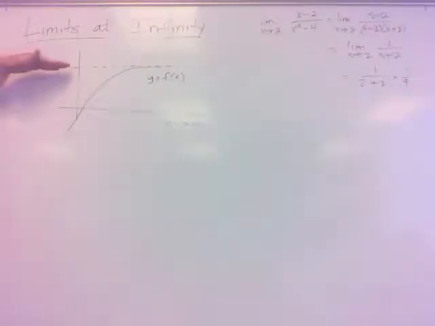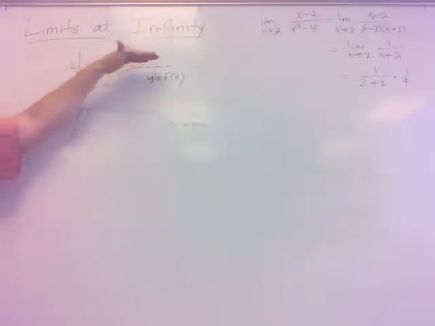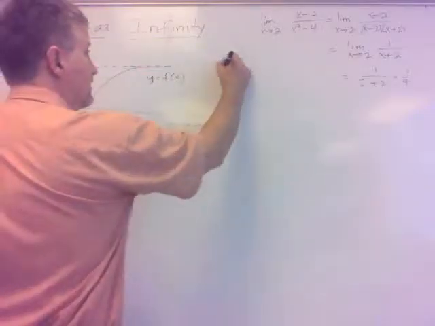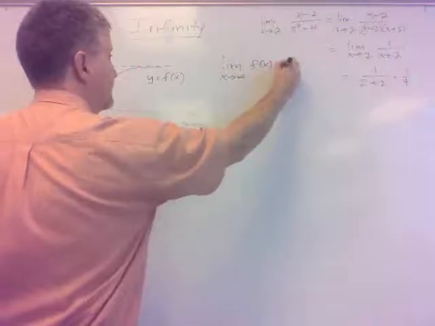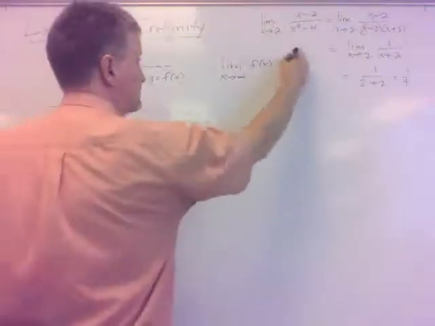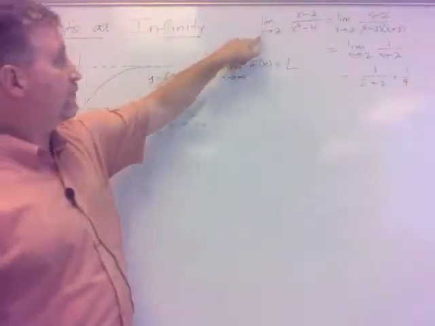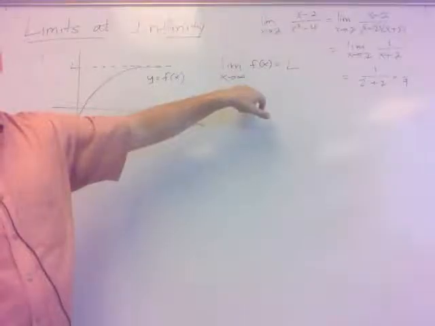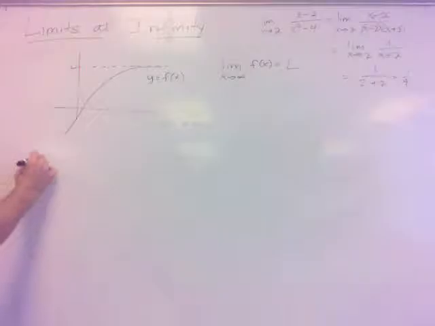Well, I drew the nice little horizontal line at L there because this graph levels off at L. And so for that reason, we would say the limit as x goes to infinity of f of x is L. With me? Makes sense. So the change is, instead of looking at what happens as x goes to a number, I'm looking at what happens as x goes to infinity. In this case, it levels off at L. All right, number 2.